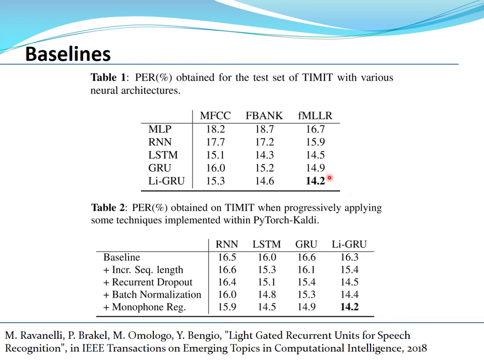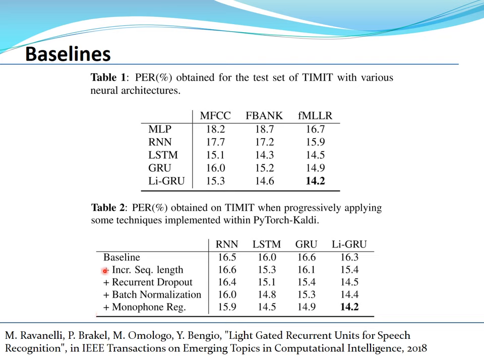In particular, this result is obtained after applying many techniques, many tricks, and in table 2, we highlight the impact of these techniques and tricks, still using FMLLR features. Here, the first line shows a very simple baseline using different models, including the Light GRU model, and you can see that with a very simple baseline, the Light GRU model gives us just 16.3%. And then we apply some techniques progressively.